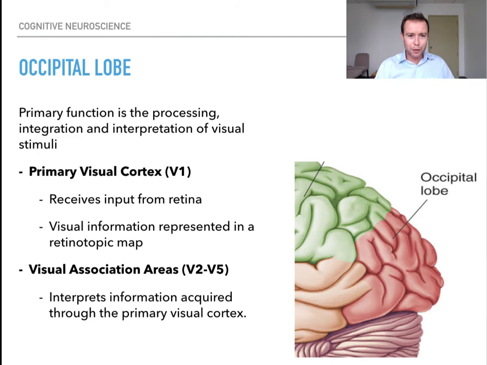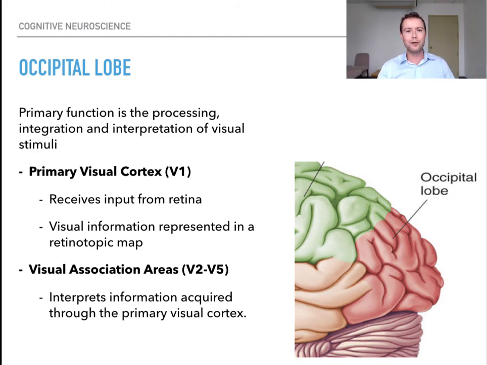Okay, the occipital lobe is associated with visual processing, and it contains numerous visual areas. The most important of these is V1, or the primary visual cortex. This is the most posterior region, so right at the back of the occipital lobe. As you should remember, it's BA, Brodmann's area 17. This receives input from the retina. So when information comes in through the retina, it goes to the optic nerve via the thalamus, and this finally finds its way back to V1.